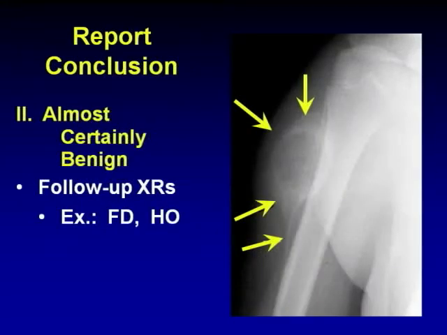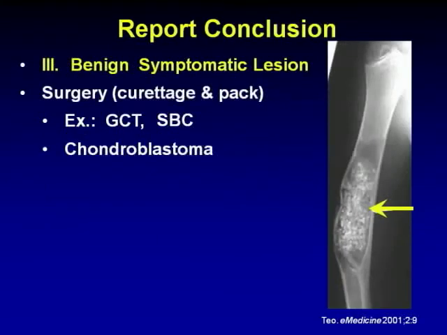Another report conclusion might be that we're dealing with an almost certainly benign lesion. Follow-up x-rays are considered prudent and reasonable. Examples of this include fibrous dysplasia, and in this case, heterotopic ossification. Many musculoskeletal radiologists also suggest a third category can be used, benign symptomatic lesions. Surgery, such as curettage and packing, as what's done in this case, may be performed for some of these lesions, like a giant cell tumor of bone, chondroblastoma, or in this case, a solitary bone cyst.